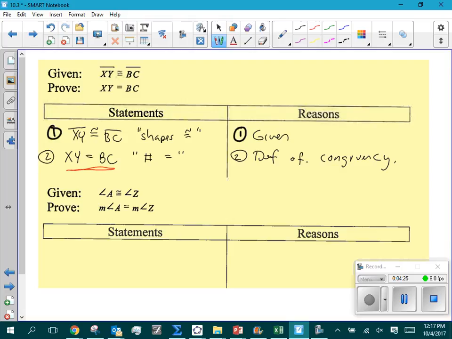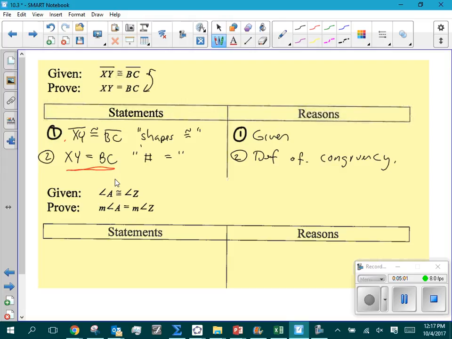Is that doable? It becomes almost a very routine process in a lot of our proofs. So those two steps are going to come quite a bit in other proofs. And what allows us to go from congruency to equality is the definition of congruency. It also allows us to go the other way. So if I started with equality and wanted to make an argument that the two shapes were congruent, it's still definition of congruency. Okay, going to skip this one.